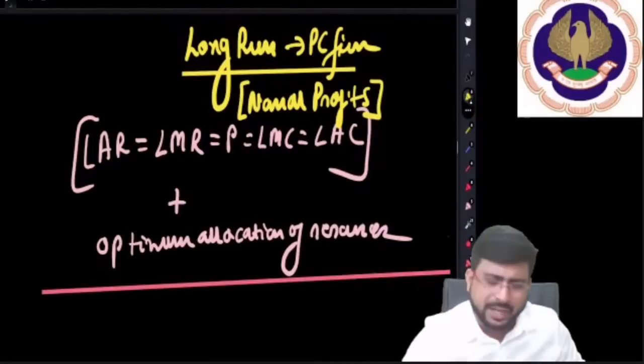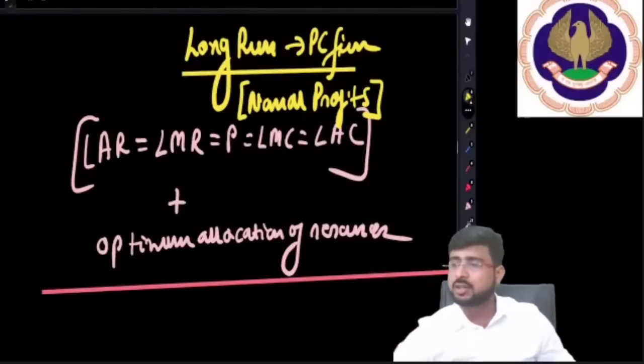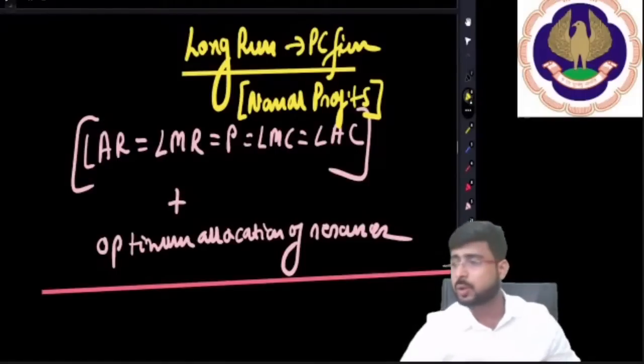Come on, everybody, write it down in the chat. In the long run, only what can be earned? Yes, sir, you are correct. Very good, you all are absolutely correct. In the long run, only normal profits can be earned. Short run, both. Long run, normal profits.